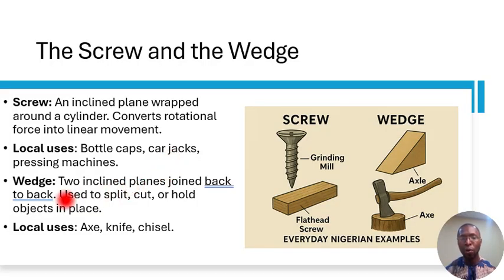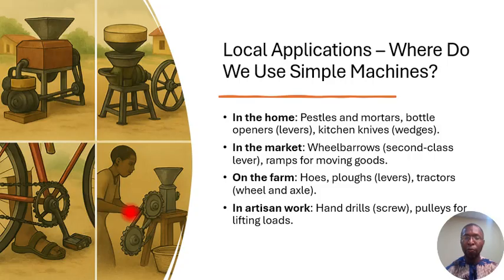Then the other one is called the wedge. The wedge is just similar to the screw, but in this case, it's just two inclined planes joined back to back. So an example of this is the knife we use, the axe we use, and the chisel we use. All of these are also in the category of wedge, and they help in splitting, cutting, and holding objects in place. All right, so these are the simple machines that we have so far.